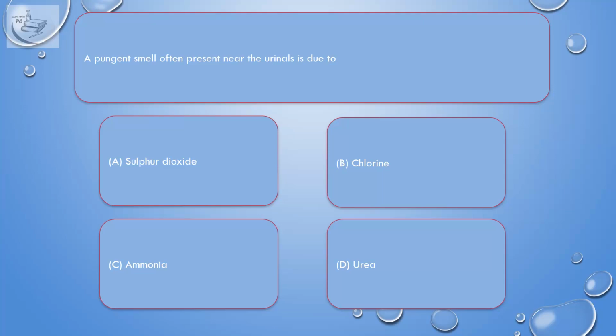Question: a pungent smell often present near the urinals is due to A. Sulfur dioxide. B. Chlorine. C. Ammonia. D. Urea.